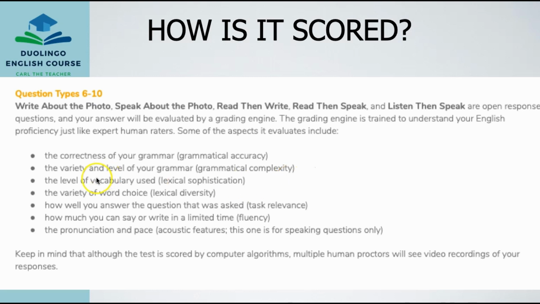The level of vocabulary used in terms of lexical sophistication. So obviously if you're describing something that's not small, the opposite of small, you could say big, but it's not the most sophisticated way of describing it. You could use ginormous, enormous, large, gigantic. So using a wider range of vocabulary that is less commonly used in English will help you here with your lexical sophistication.